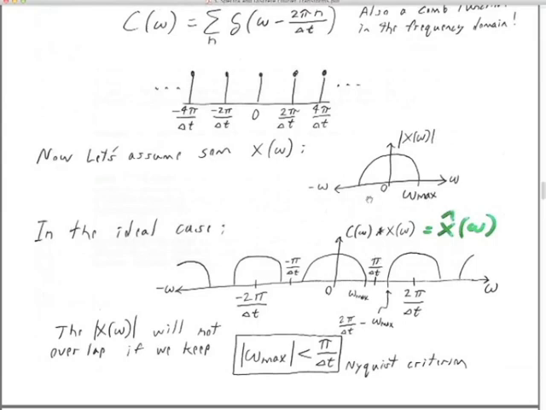Okay, so let's assume some amplitude spectrum of an input x. Here it is, and of course it's going to be way more complicated than this, but I'm just using this half circle to represent a spectrum of a wave. And notice it's on the negative frequency and on the positive frequency.